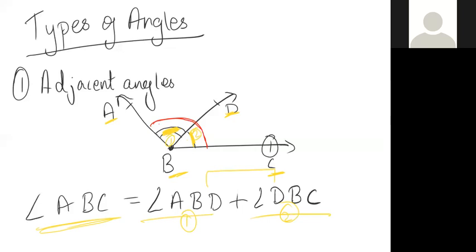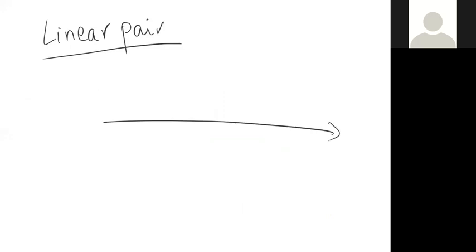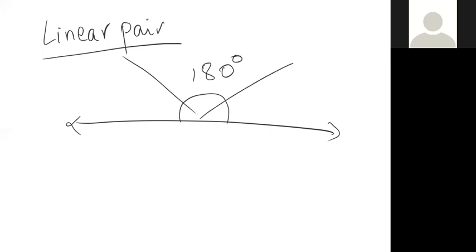All right. Now let's talk about linear pair. As you know, in a straight line, the maximum angle can be 180 degrees, right? So if I put any angles here, here, here, they all have to add up to 180, right? Because it's a straight line. So we're going to use the same concept.